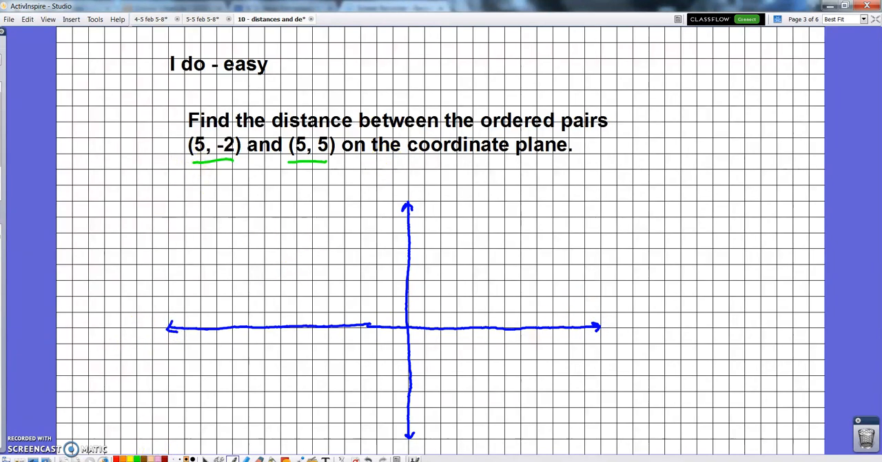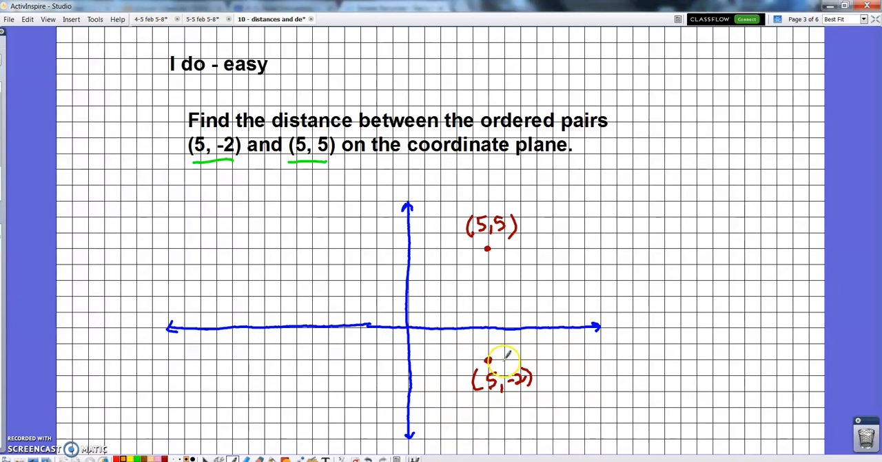All right, so let me put these two ordered pairs on the plane. 5, 1, 2, 3, 4, 5. -2 is there. And 5, 5, 1, 2, 3, 4, 5, 1, 2, 3, 4, 5 is there. So there are my two ordered pairs. And to find the distance between the ordered pairs, all I'm going to do is count units, like literally just count how many units are between them.